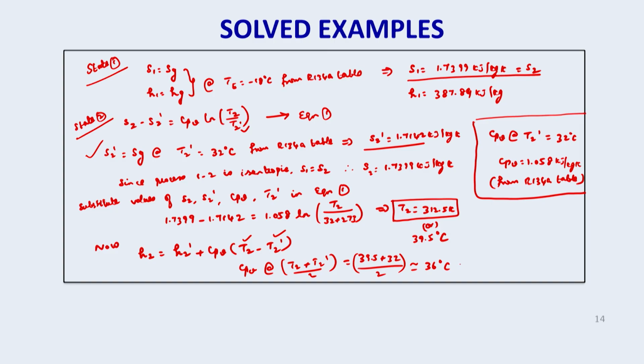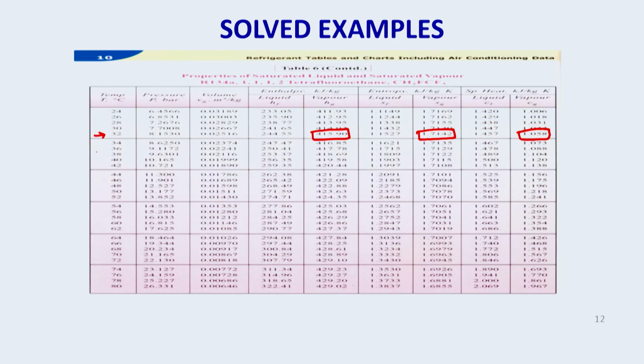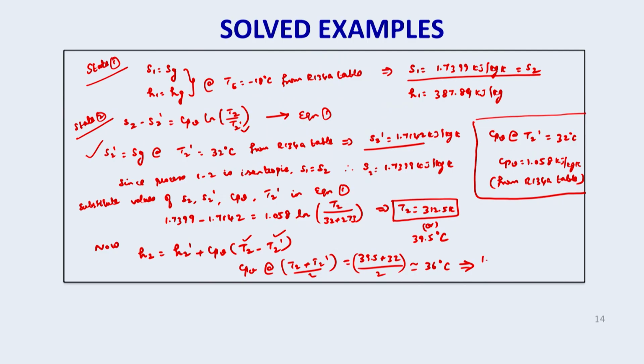If you refer to the table at 36 degrees centigrade, Cp of vapor is 1.088 kilojoule per kg Kelvin, from the R134A table. Now Cp of vapor is also found out. H2 dash I have written in the next slide. So let us take this as equation number 2.